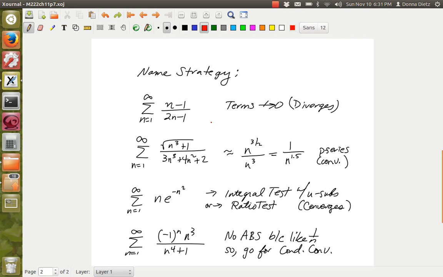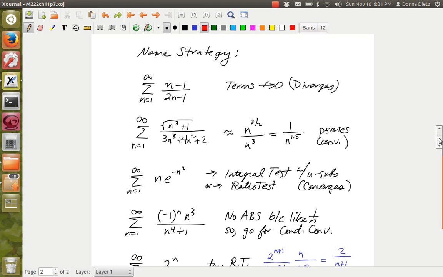The next one, you compare against a p-series. You can look and say, well, n cubed under a square root, it's like n to the 3/2, and then the bottom is like n cubed. Forget the 1 over 3. Who cares about that? It doesn't affect convergence. Then you find out this is like 1 over n to the 1.5. That's actually going to converge. So with this big mess, you just work out the exponents and compare against a p-series.